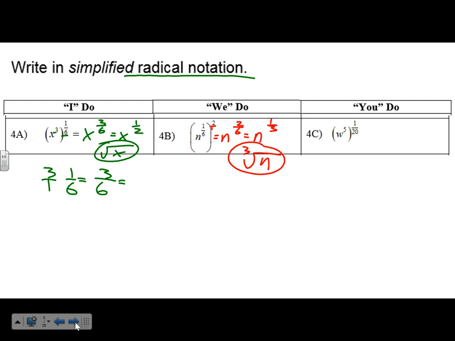Again, hit pause real quick, do this one on your own, and then hit play so we can see the answer to this. W to the 5 over 20, which is w raised to the 1/4, which is the fourth root of w. Again, technically the fourth root of w to the first power, but you don't really have to put the exponent in that.